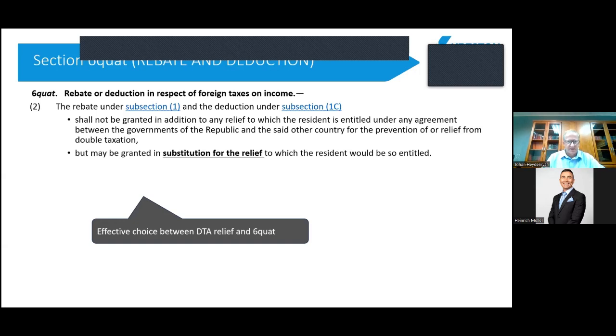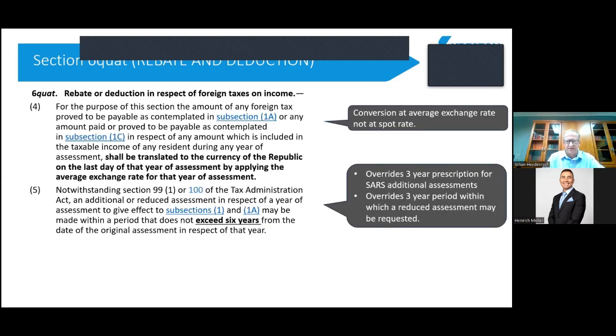All right. So you've got a choice between DTA relief and 6quat relief, but you don't have a choice between the one or the other. And this is now quite important because many people get this wrong. What you need to do is take all your foreign taxes paid in foreign currency and add it all together. You have the amount of income and the foreign taxes in the foreign currency at the end of the year, and you convert it at the average exchange rate and not at the spot rate. Invariably, I see people converting it at the rate at which they receive the money, but you should keep track of it.